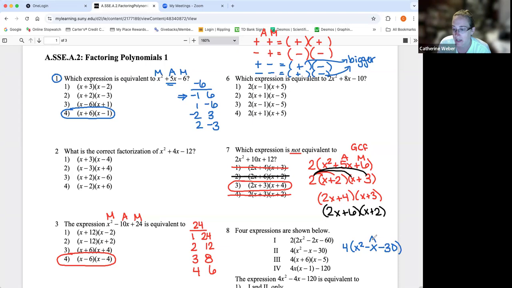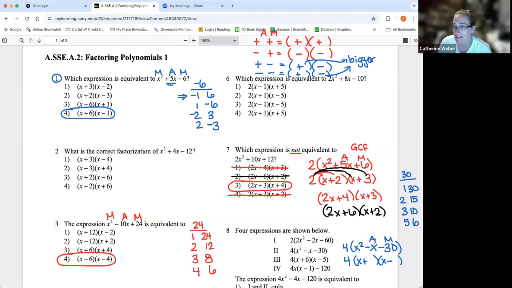And then I would multiply. So x plus, x minus. So I'm multiplying to 30. I'm just going to list all of them. I'm not going to worry about positive or negative right now. I'm just going to list them all out.